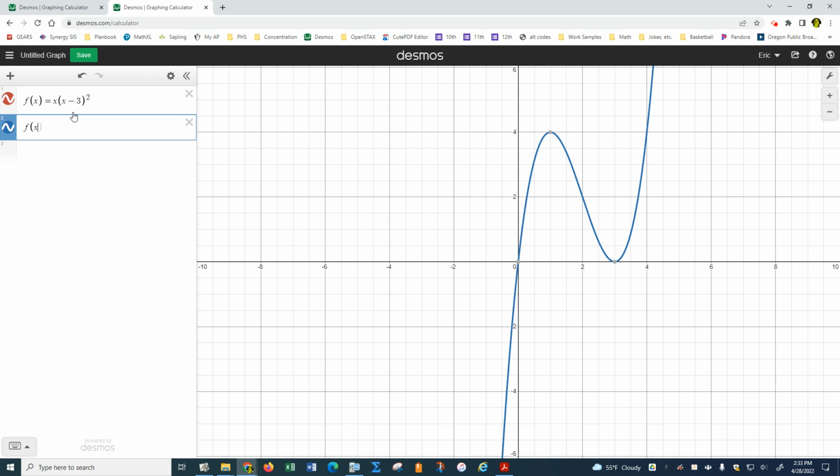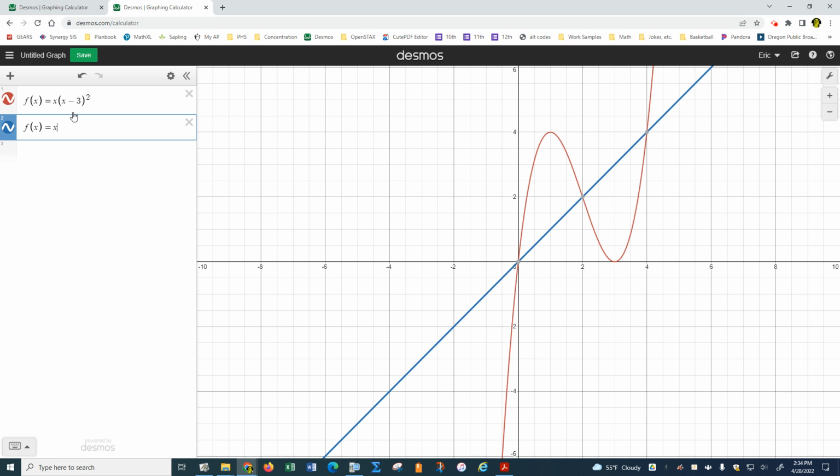Grace, pick an x-intercept. Where do you want this thing to cross the x-axis? 4. Okay, so how am I going to create an x-intercept of 4? What does the factor need to look like? Well, it could be x minus 4, right? Or any power of that.